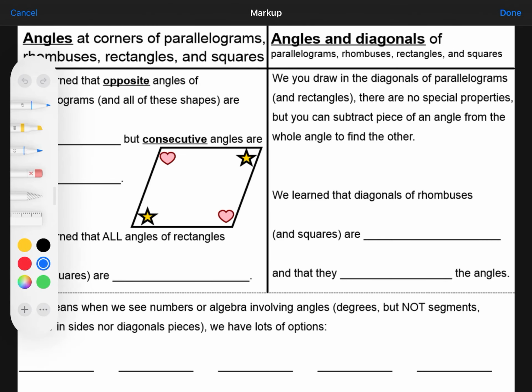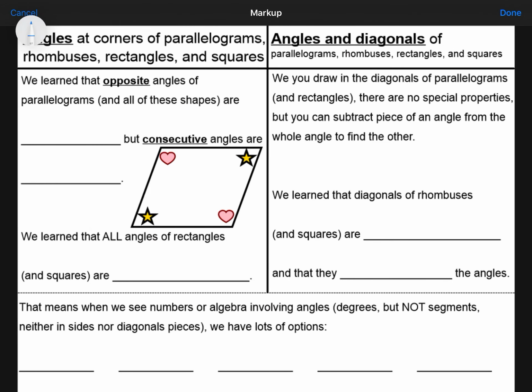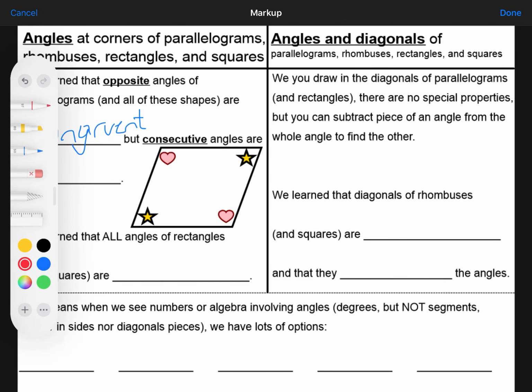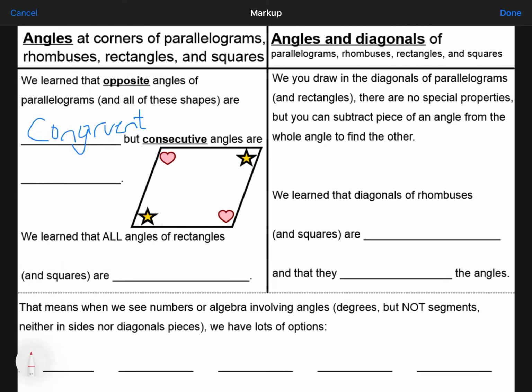So, to show you what's going on here, angles at the corners of parallelograms, rhombuses, rectangles, and squares. We have learned the opposite angles are congruent, but differently, the consecutive angles are supplementary. Reminder that supplementary means adds to 180.